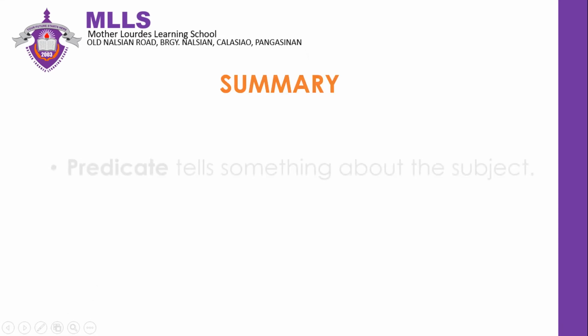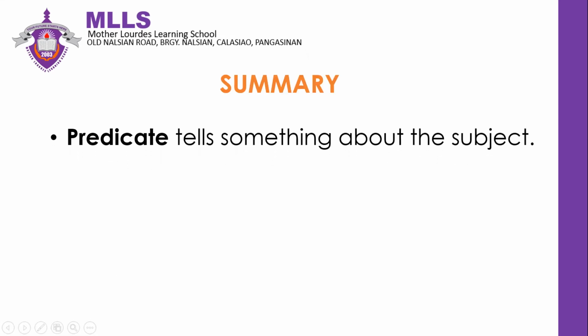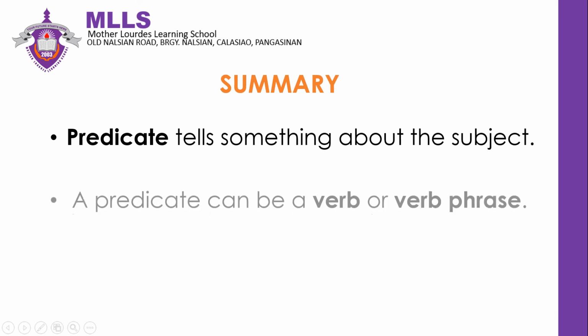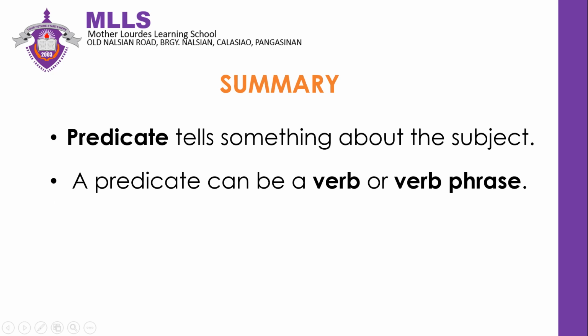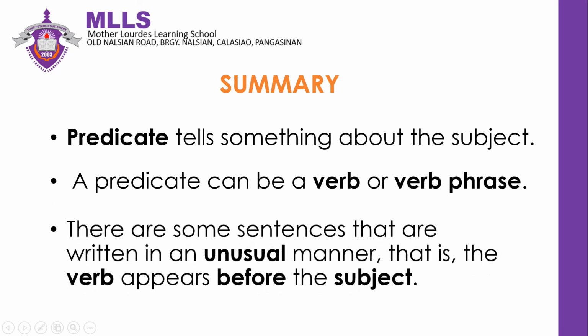Summary. Predicate tells something about the subject. A predicate can be a verb or verb phrase. There are some sentences that are written in an unusual manner, that is, the verb appears before the subject.